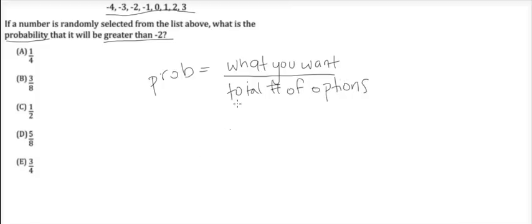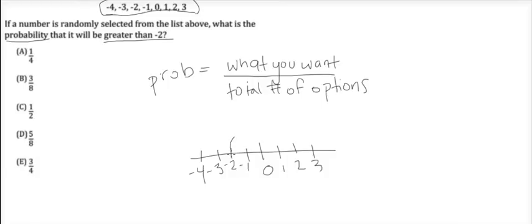So for this case, what is it that we want? Well, we want a number to be greater than -2 out of this list of numbers that have been given to us here. So how many numbers do we have that are greater than -2? Well, if we had a number line with 0 in the middle, we'd have 1, 2, and 3 here, and we'd have -1, -2, -3, and -4 here.